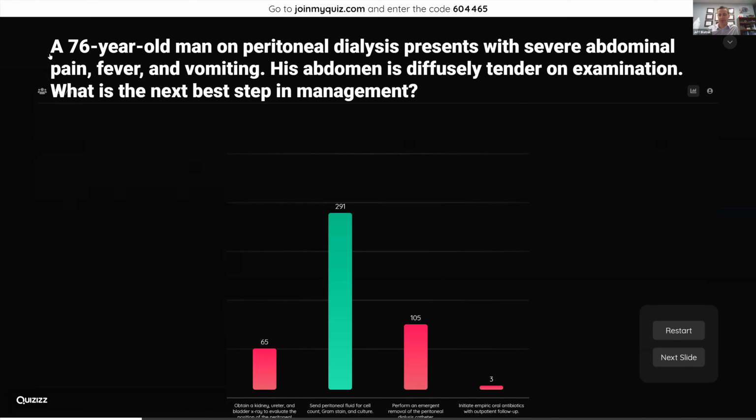If you look at why the other answers are wrong, KUB is good, as in the previous question, to show you positioning of the catheter. Emergent removal, although he may ultimately require removal of his catheter, is not the best next step. And oral antibiotics and outpatient follow-up is not appropriate for somebody who's in severe pain, fever, vomiting, and diffuse tenderness on examination. This patient needs inpatient management.